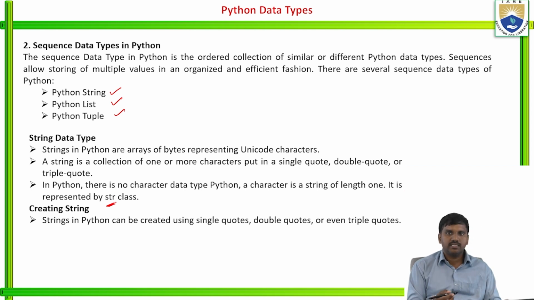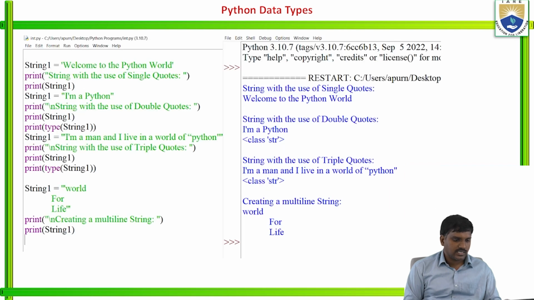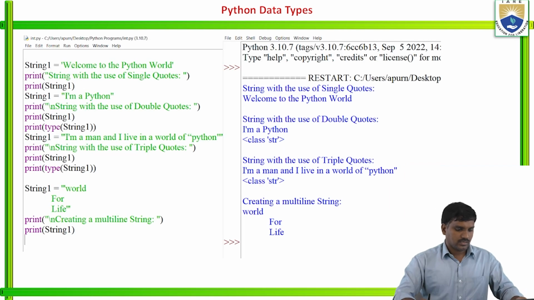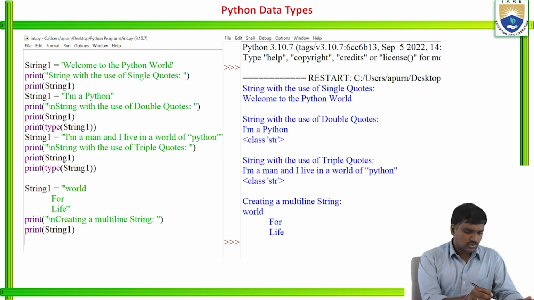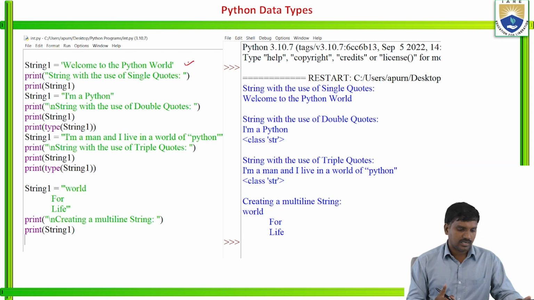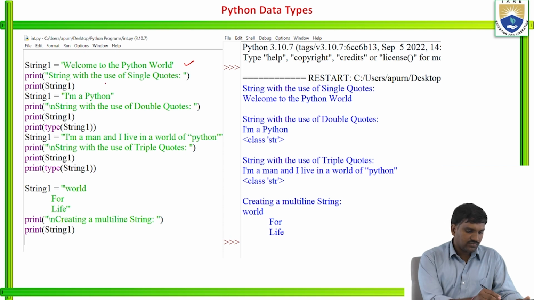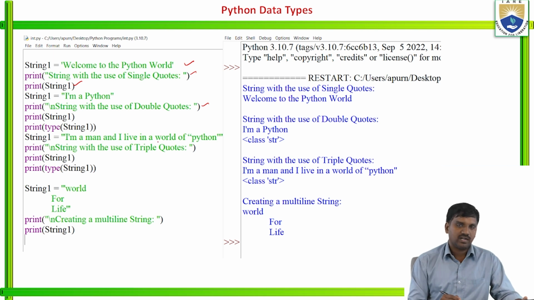So how do we create a string in Python? Let's see this example program which I executed on my laptop. Here we have string 1. Welcome to the Python world, the first one: a string with the use of single quotes. Then a string with double quotes: I am a Python string. And I live in a world of Python.